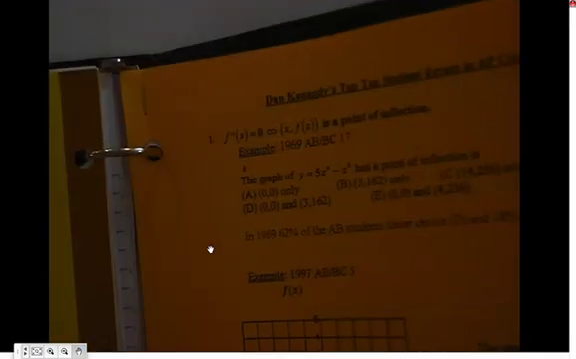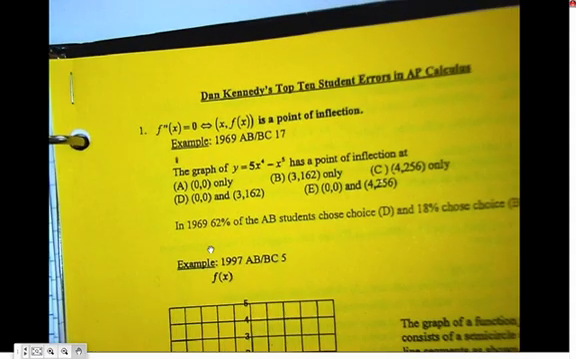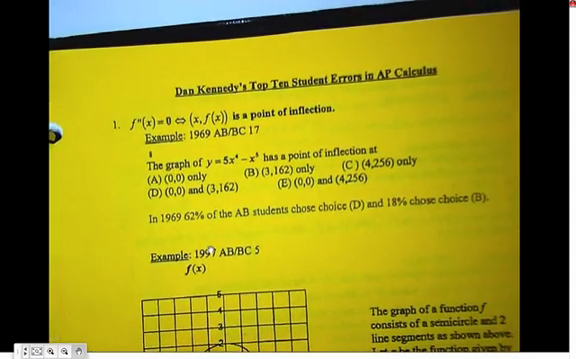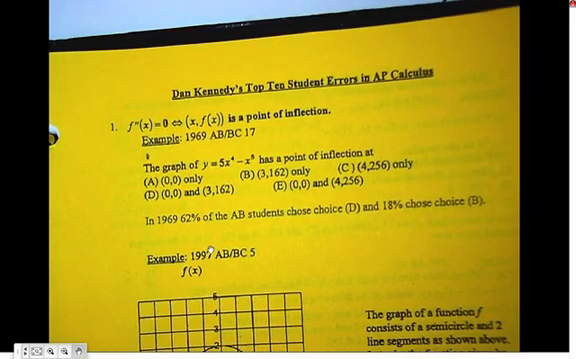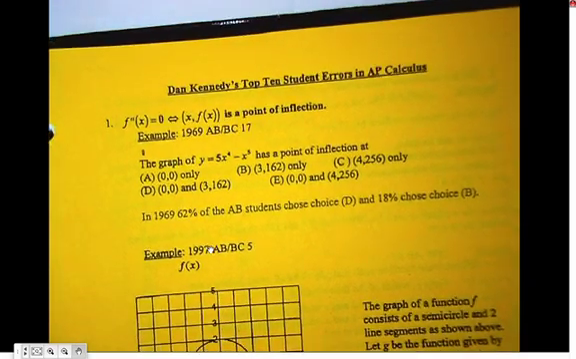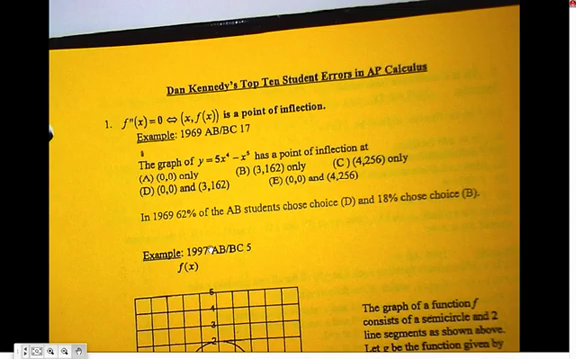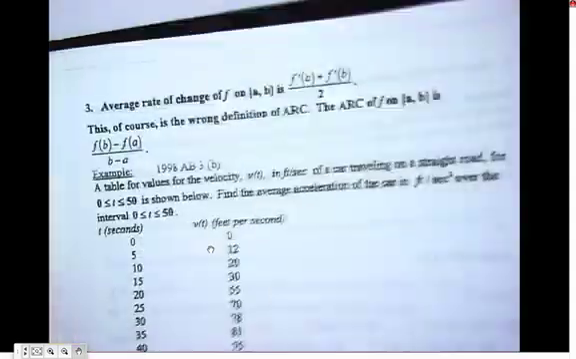Yeah, it's the same error, similar to what Sid said for number 1. So we're going over the common errors. This is in your green Be Prepared packet. So the first error was assuming that if the second derivative is 0, you automatically have a point of inflection. That is an error. That is wrong thinking, okay, because you have to justify or test it.